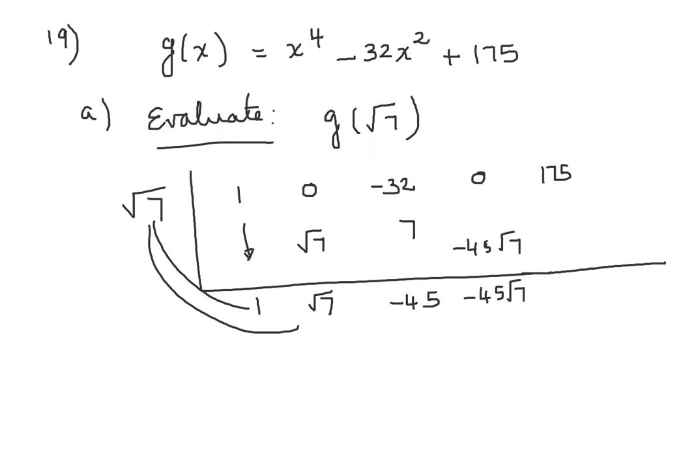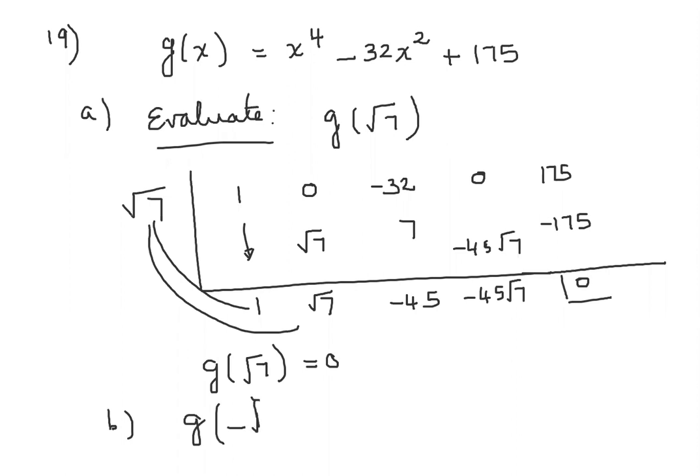So next, negative square root of 45 times 7 is going to be negative 175. So which is 0. So we are getting g of square root of 7 is going to be 0. Part B, we have to find g of negative square root of 7. That is also going to be 0 because the power is 4. If you plug in minus square root of 7, that is also going to be 0.